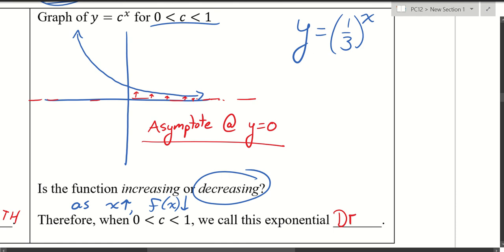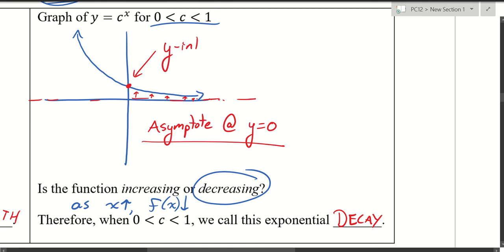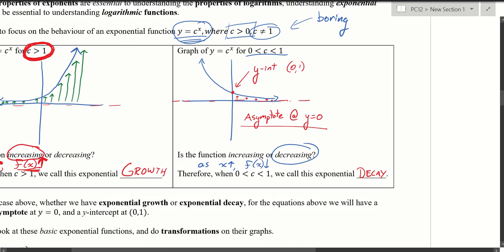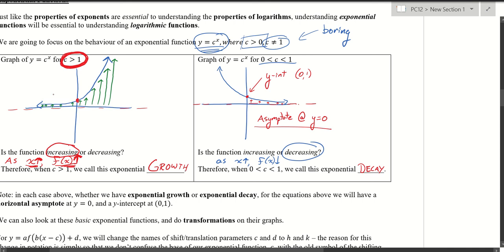We call this exponential decay. When the function gets smaller and smaller outputs for larger and larger inputs, and that happens to be an exponential function, we call this exponential decay. So we have this asymptote at y equals 0, and we also have this y-intercept at 0 and 1. And we can see for exponential growth as well, we will always have this y-intercept at 0 and 1, at least for equations of this form.